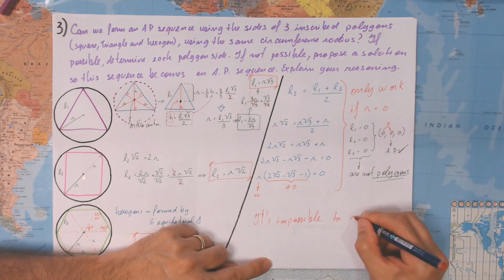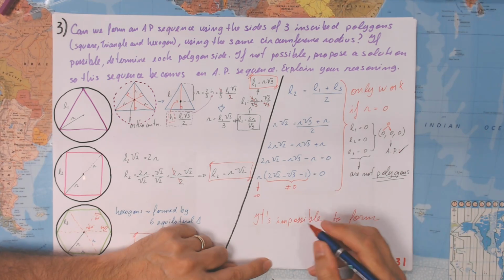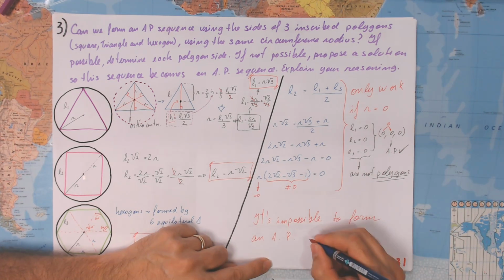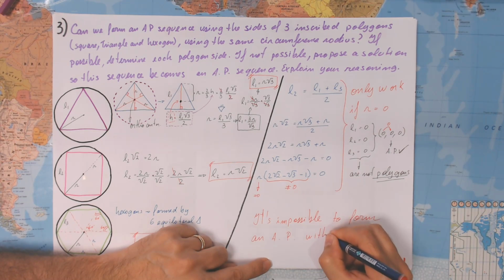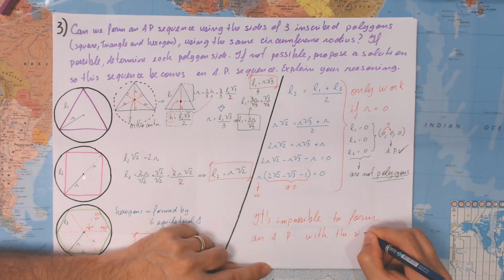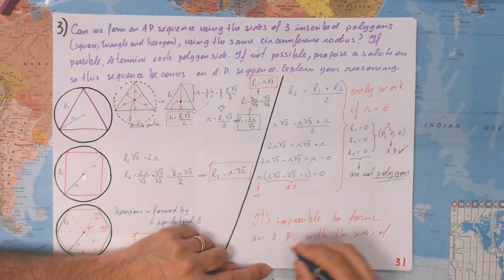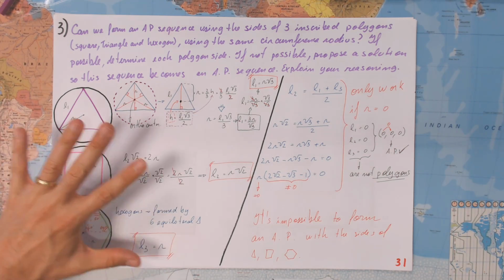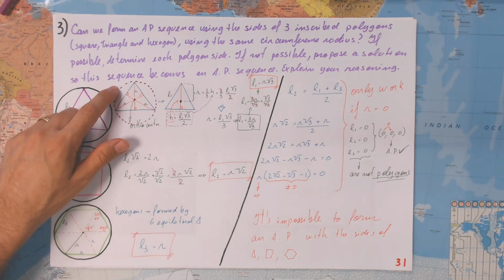To form an arithmetic progression with the sides of triangle, square, and hexagon. Okay? Now, we're going to see on the next page, and still this video, what can we propose.